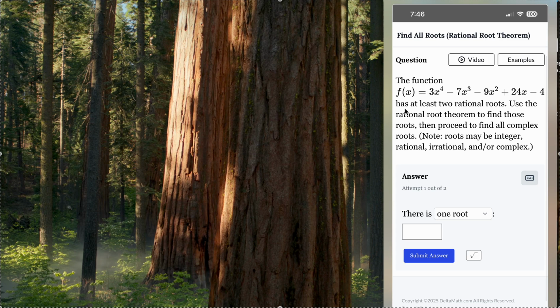Here's your problem. The function f of x equals 3x to the fourth minus 7x cubed minus 9x squared plus 24x minus 4 has at least two rational roots. Use the rational root theorem to find those roots, then proceed to find all complex roots. Note, roots may be integer, rational, irrational, and/or complex.